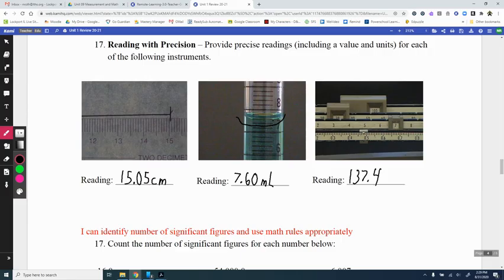137.4. Then we have even more small markings down in here. Those are by hundredths, so that's smaller than the tenth. It looks like it's in the 5, 6, 7, 8. So it's after the 8 but before the 9. That is where it's marked to. It's marked every hundredth of a gram, so we have to go one place value past that.